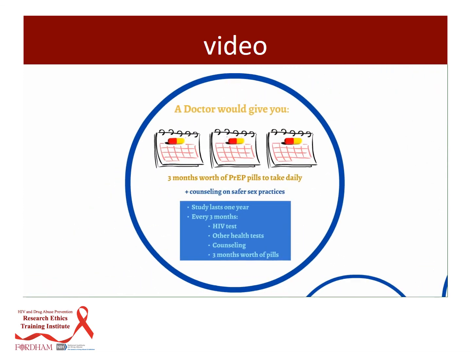If your test said that you did not have HIV, a doctor would give you 3 months' worth of the PrEP pills to take home with you, and a counselor would talk to you about safer sex practices. The study would last a year, and every 3 months you would come back for an HIV test, other health tests, counseling, and receive another 3 months' worth of pills.